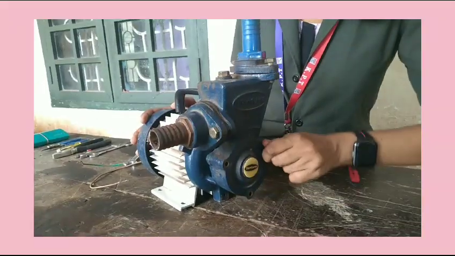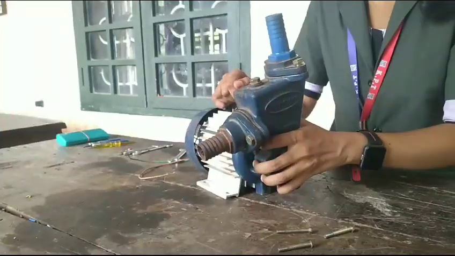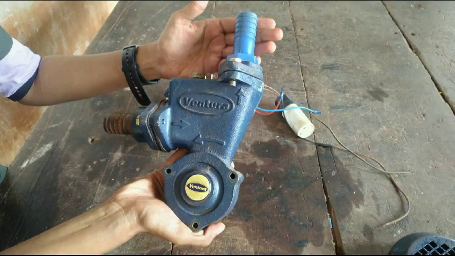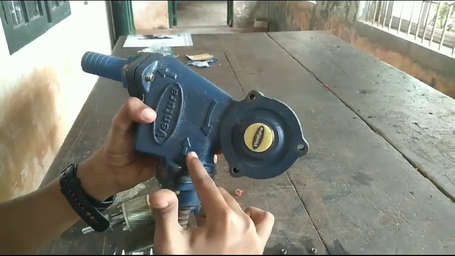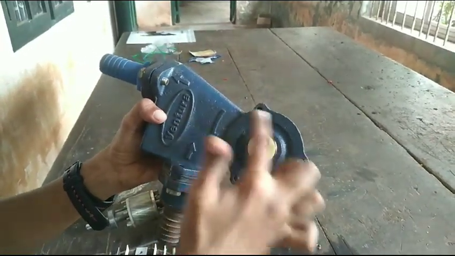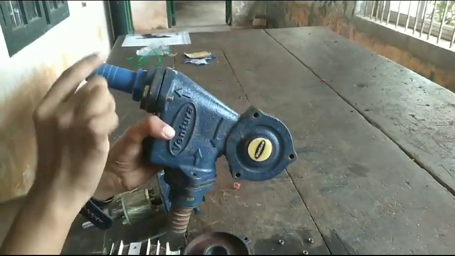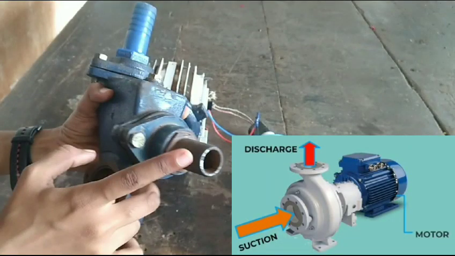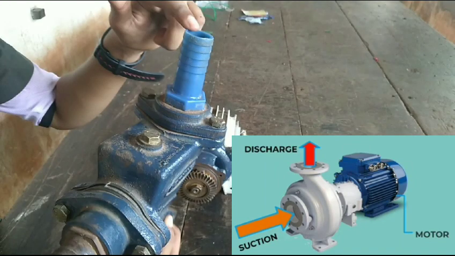Now let's see the parts of the pump casing. This is the construction where the impeller pushes the water from inlet to outlet in a pump. The water enters the pump radially, rotates with the impeller within the pump casing, and leaves from the discharge side. This is the suction side through which the water enters the pump, and this is the discharge side through which water is discharged from the pump.